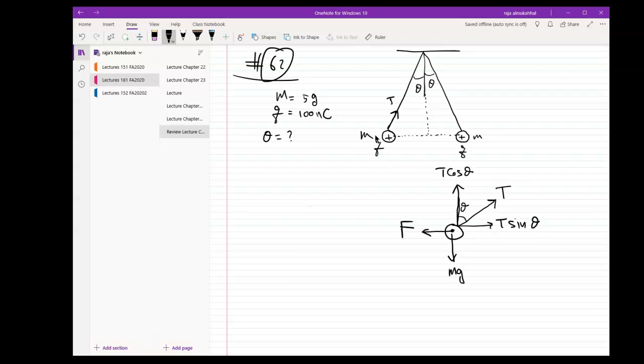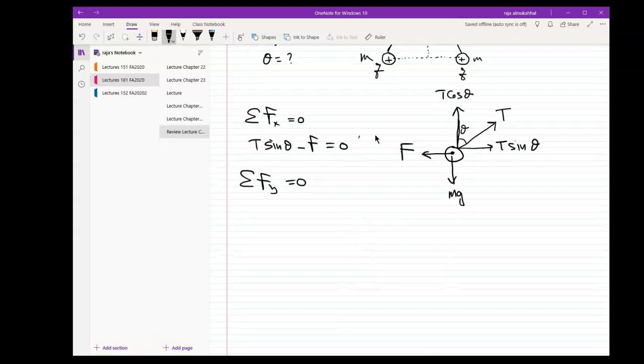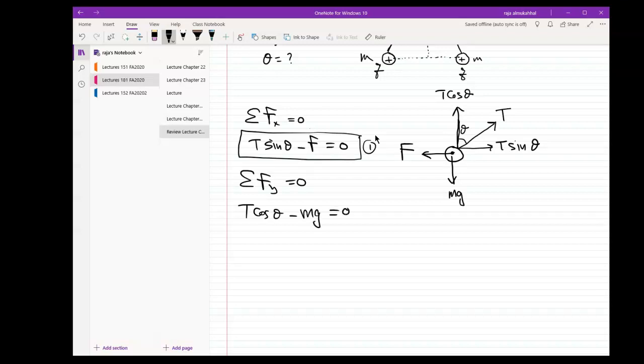And so, of course, the whole system is in a static situation. So that means equilibrium. So sigma Fx equals 0. I'm going to leave a little space. Sigma Fy also equals 0. And the Fx is going to be, what is it? T sine theta minus F equals 0, the equilibrium, right? Let me call that equation 1. I like to box equations. And then the equation in the y direction, that's going to be T cosine theta minus mg equals 0.